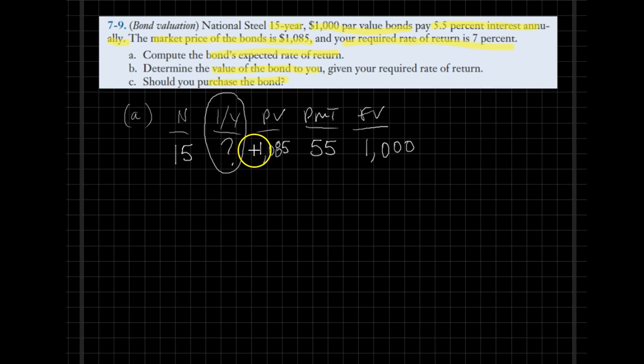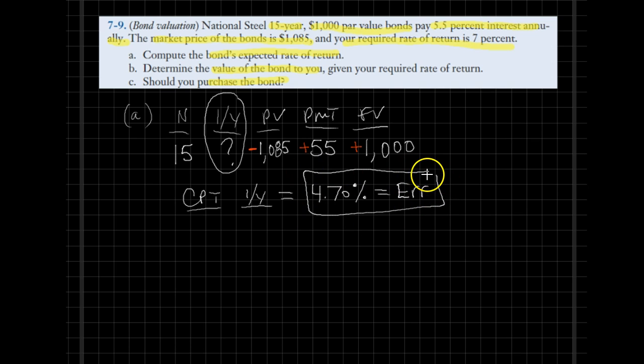$1,085. Now again, recall that we need to enter a negative sign in front of present value, whereas payment and future value will both be positive. So we can now confidently compute I/Y, and in this case it will come out as 4.70%, and this is effectively the expected rate of return of this bond. And that completes the first part of the problem, part A.